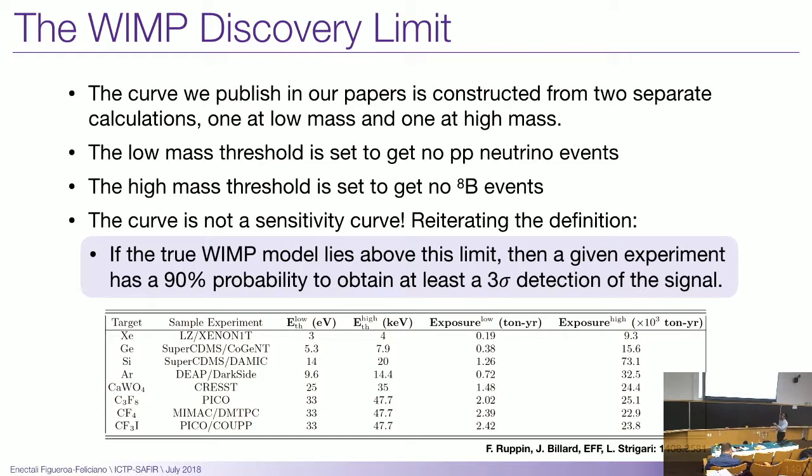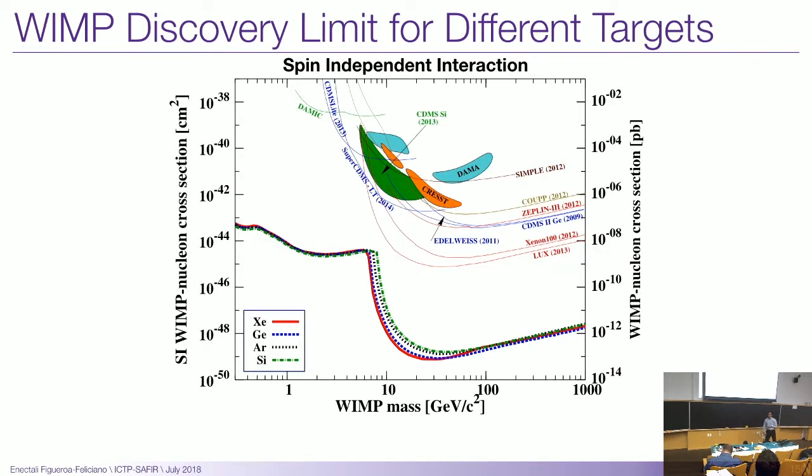And so we've picked these thresholds and exposures, and we stitched together a region for the solar neutrinos, and we stitched together a region for the high mass, and then you put those together, and that looks something like this. And those are target dependent, so depending on your target, you're going to get a different curve. Okay?